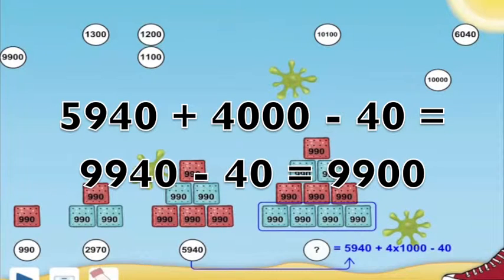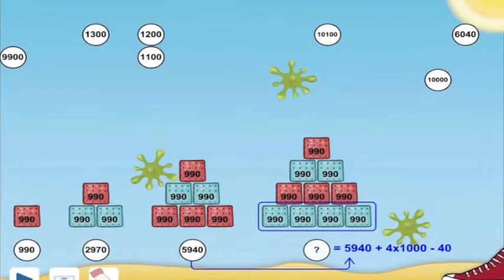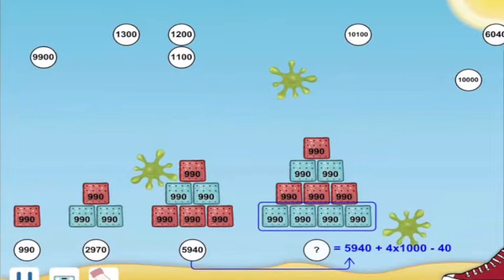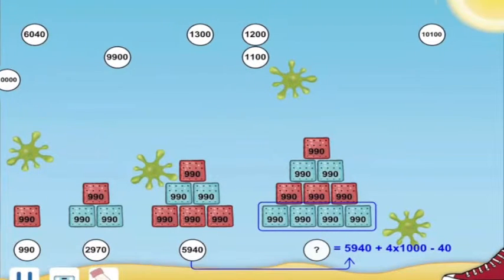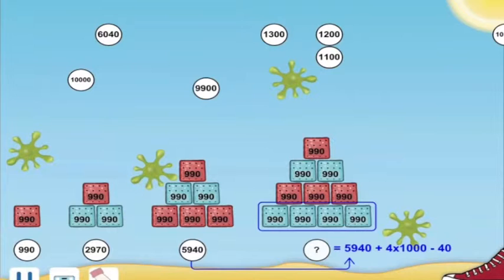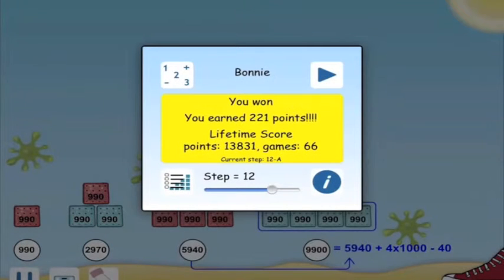Our previous total is 5,940. We add 4,000 to that. That gives us 9,940. We take away 40 and we end up with 9,900. Let's go ahead and finish the game, and we're going to look for the 9,900 total bubble, and there it is. Great, we've completed the game successfully.